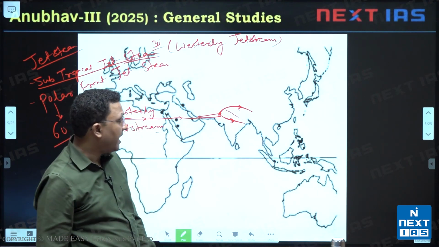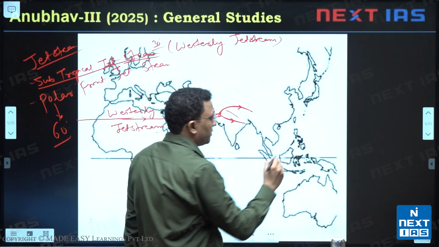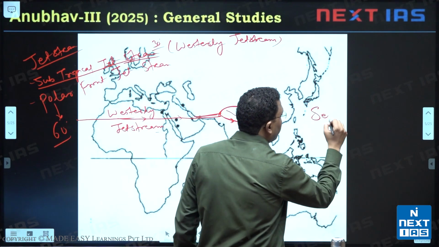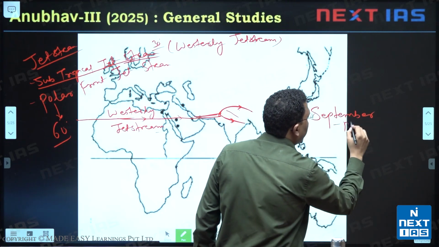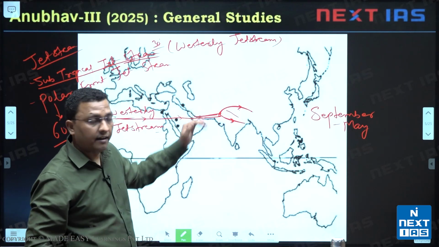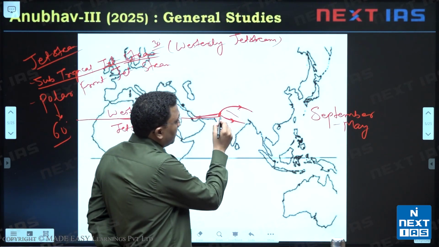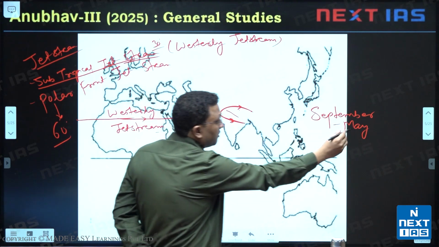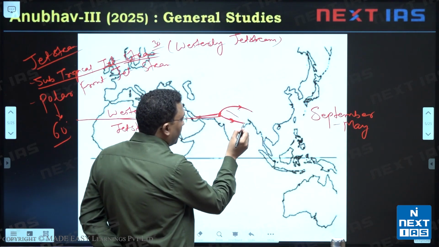Westerly jet stream, right? So this is how the westerly jet stream flows during the period of September to May. This is how it flows over India. Because of its presence over the Indian landmass up to the month of May, a low pressure region on the ground does not get developed.